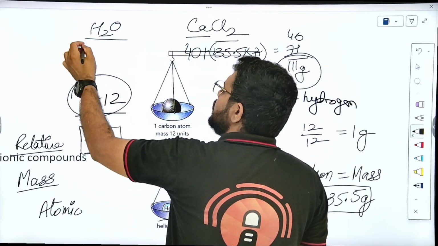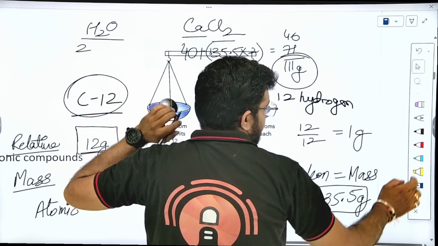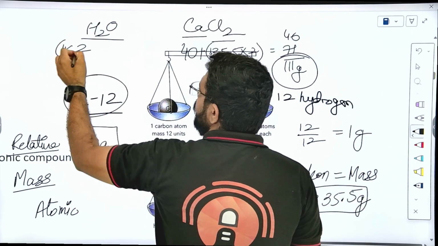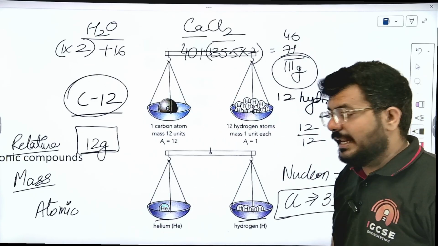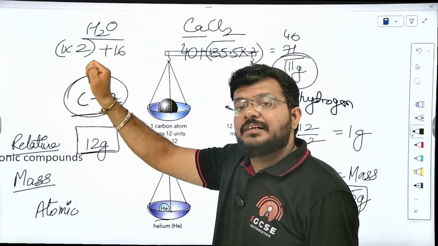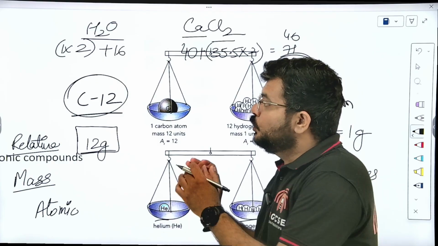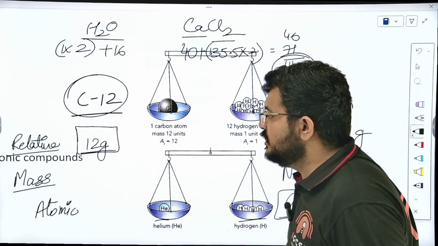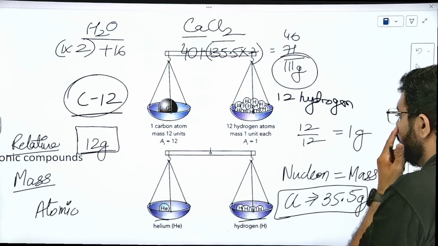With the same logic, water is 1 into 2 plus 16, right? Oxygen has a relative atomic mass of 16. Hydrogen has a relative atomic mass of 1, but then I need to multiply it by 2 because there are 2 hydrogens in this compound, right? So like this we can find relative masses.